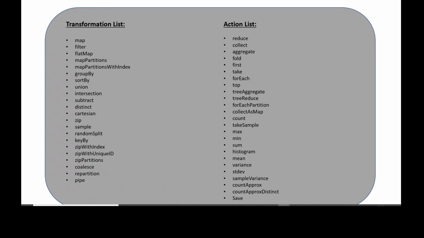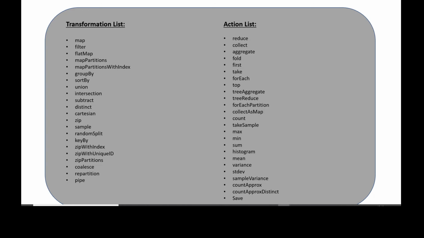I have given a list of transformations and actions. This is not an exhaustive list, but still you can refer to it. The most commonly used transformations are filter, group by, sort by, union. Coming to actions: collect, first, take, for each, and save. These are the most commonly used actions. You can refer to this one. Let us jump into the demo.